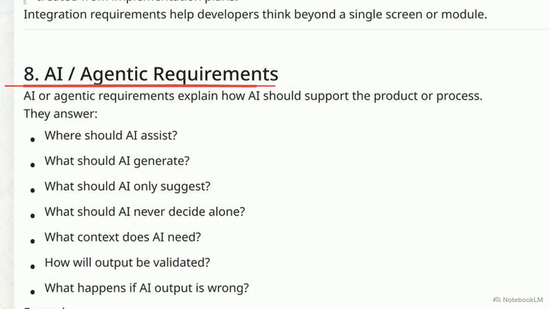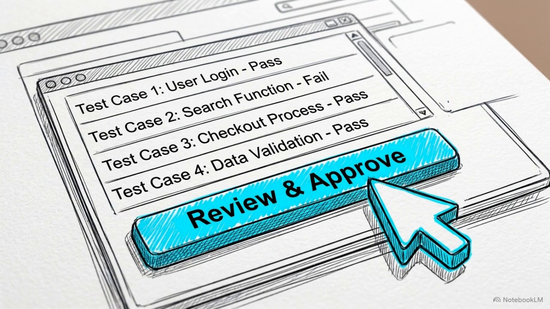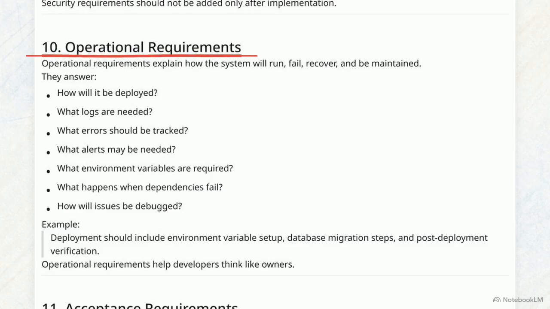If we use artificial intelligence, we must consult our AI and agentic requirements, shown here. The critical rule is defining boundaries. An AI might suggest QA test cases, but it can never be allowed to approve them without human validation. Finally, we check the operational requirements. This gives us the survival protocols for deployment, mapping out required environment variables and database migration steps.